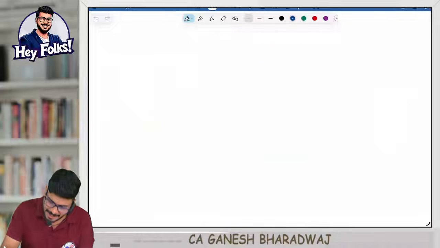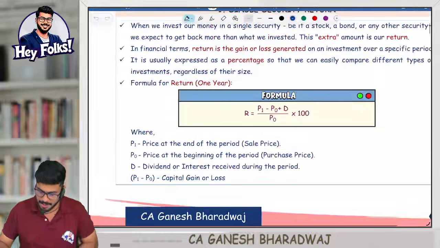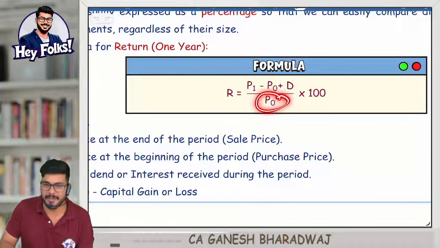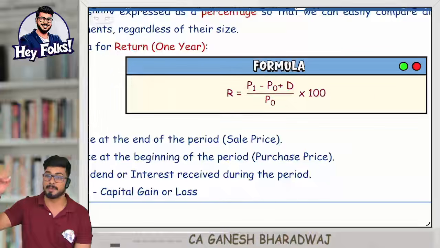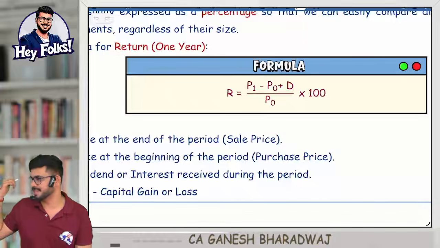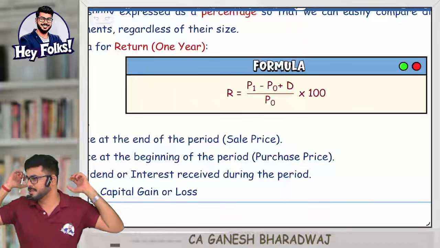Guys, that's exactly what is mentioned in our concept book also, right? If you look at it here, that's about it. Return is equal to P1 minus P0 plus D or D1, whatever it is, divided by P0 into 100. Always remember, return is expressed as a percentage. Why? If you take it in an absolute sense, it is not comparable. Are you all able to understand? Because the investment base could be different for different securities. Are you all able to understand, guys?